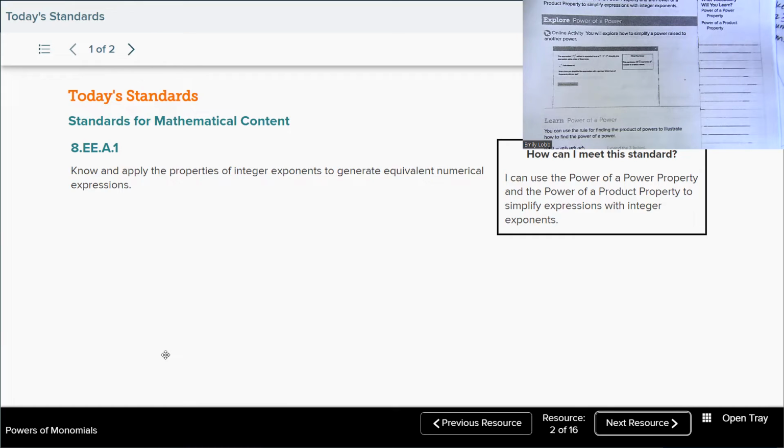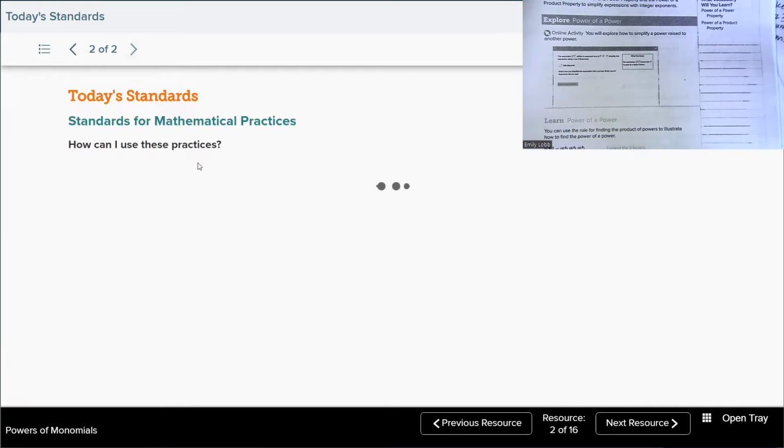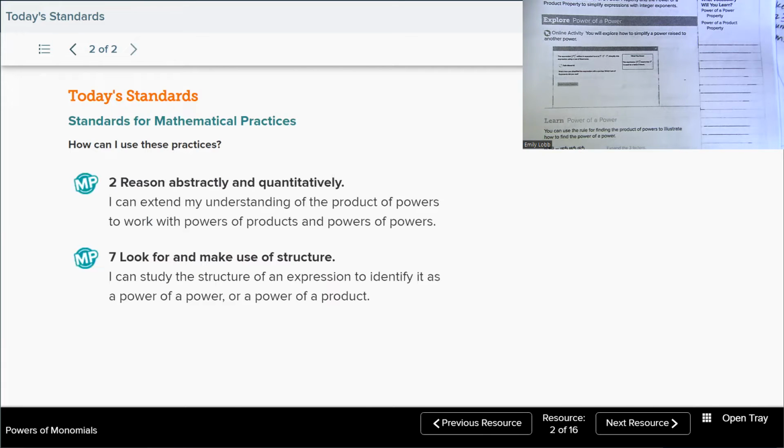So we're not going to have algebraic exponents yet. Our exponents are still going to be numbers. How can we use these? This is the important part. Why do I need to know this? We have to be able to extend our understanding of the product of powers to work with powers of products and powers of powers. And we need to study the structure of an expression to identify it as a power of a power or a power of a product.